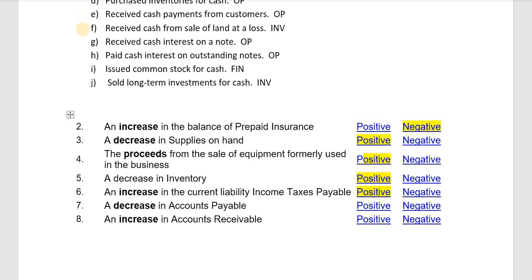Number 7, a decrease in accounts payable. If I pay my accounts payable, I must use money, so my cash will go down. And lastly, an increase in accounts receivable. An increase in accounts receivable means I sold stuff and got no money, so it's like cash going down. Look at it the other way. Accounts receivable decrease means I got money because you paid me. This is just the opposite.